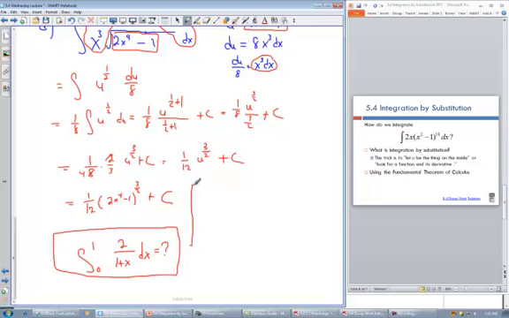I guess maybe I should write down the homework here. So the homework online, your homework for not tonight is 5.4, integration by substitution, part 1.